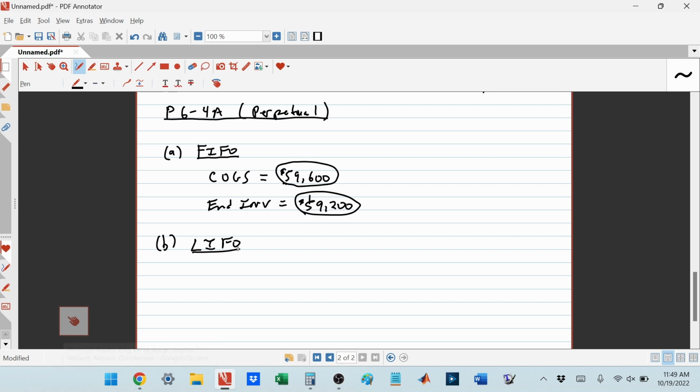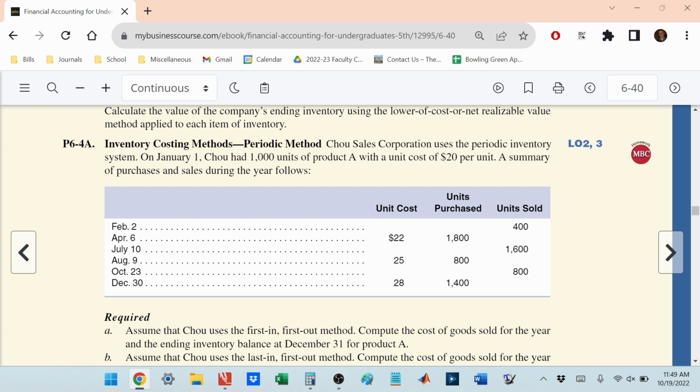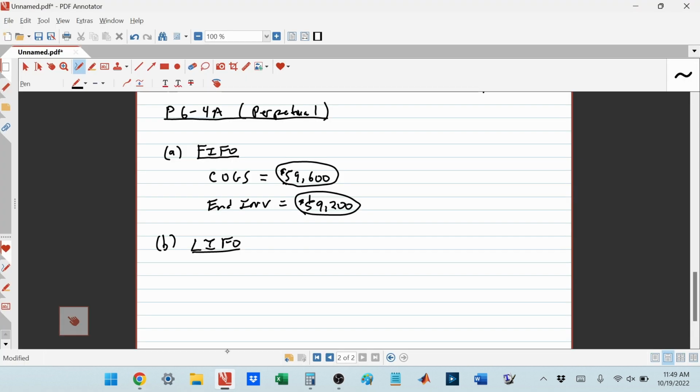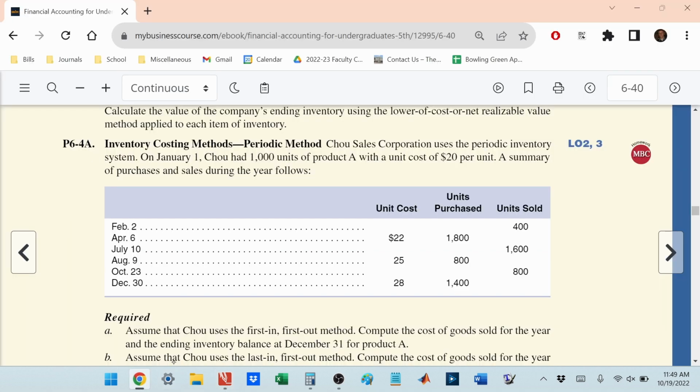So for LIFO, we're using the perpetual system now. So we can't do everything from the standpoint that we're already at the end of the year like we did under the periodic system. We have to do things sequentially. So as of the standpoint of each sale, starting with February 2nd, we made a sale. We got to figure out the cost of goods we would assign to that sale of 400 units, assuming last in, first out from the perspective of February 2nd. Nothing after February 2nd has happened yet. Only stuff before it has happened.